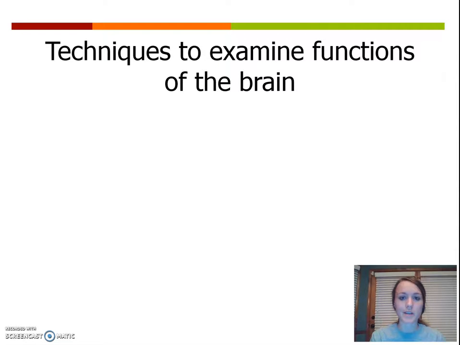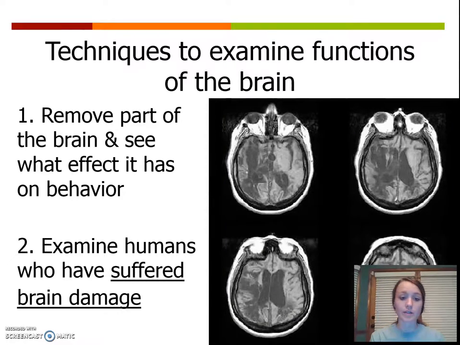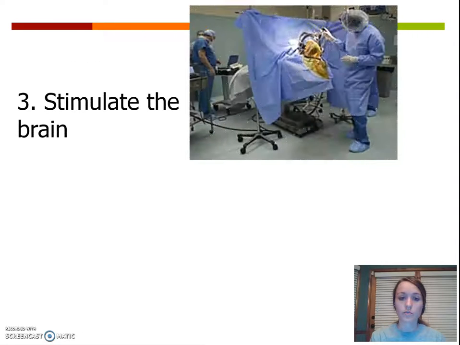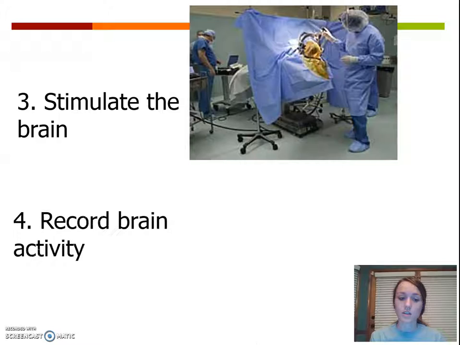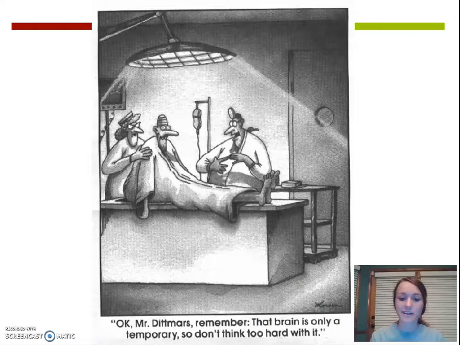Alright, so wrapping up. We've moved all the way through to how we learn about the brain in modern times. So this is what we got. We can learn about the brain by removing a part to see how it affects behavior. We can learn about the brain through case studies, people who have suffered brain damage like Phineas Gage or Tan. We can learn about the brain through stimulation and through recording brain activity or getting brain scans. So that's it. And next we'll talk about parts of the brain.